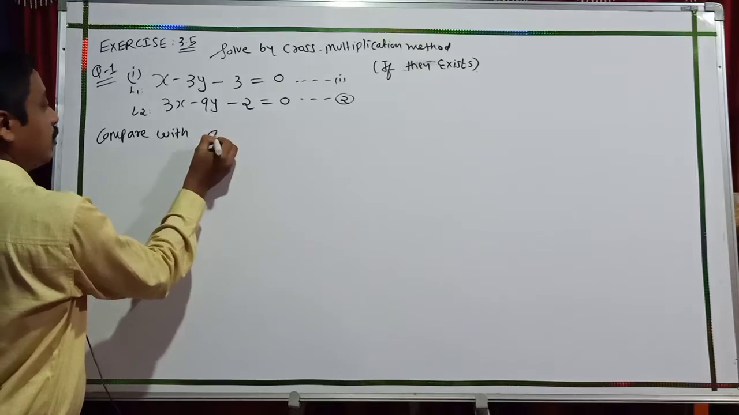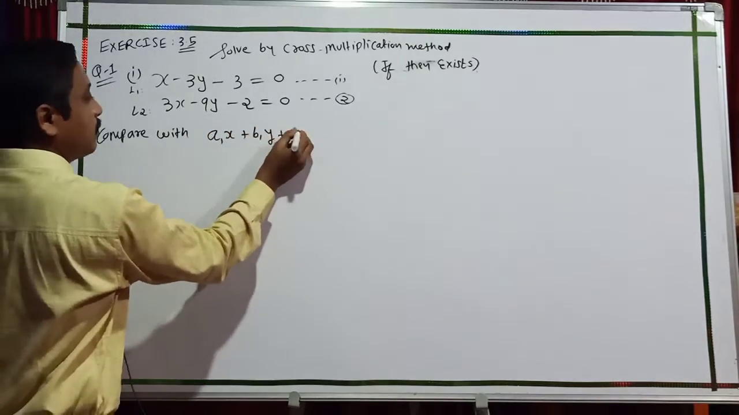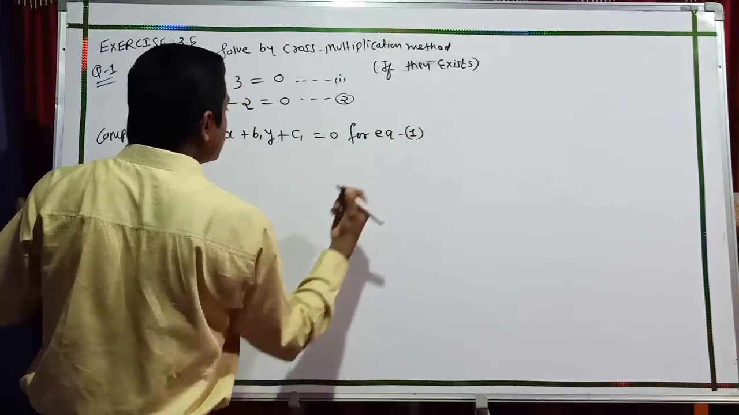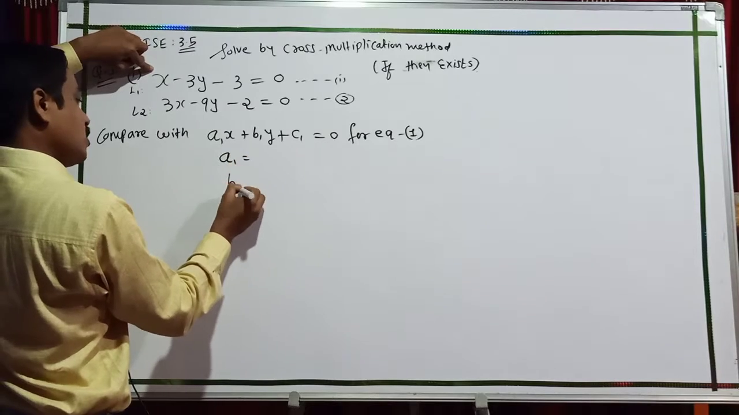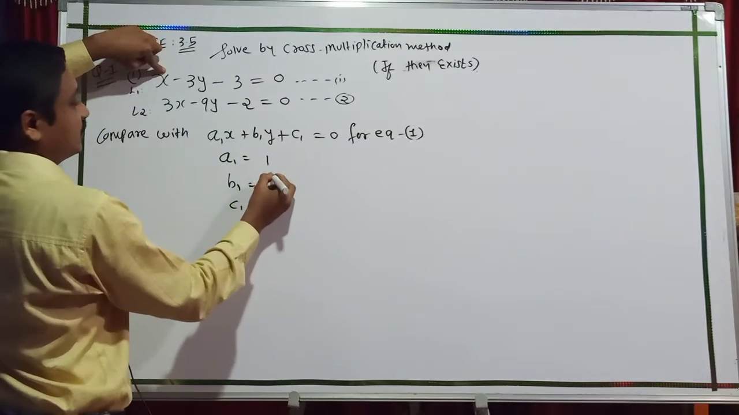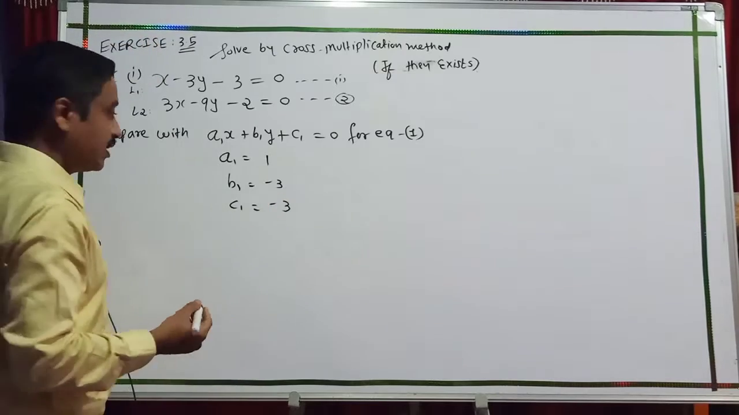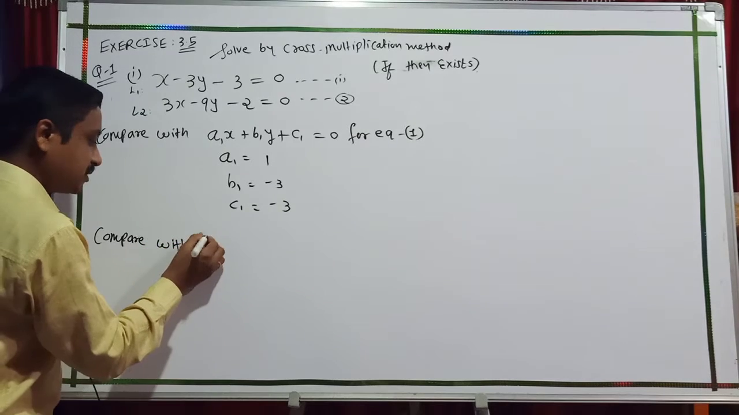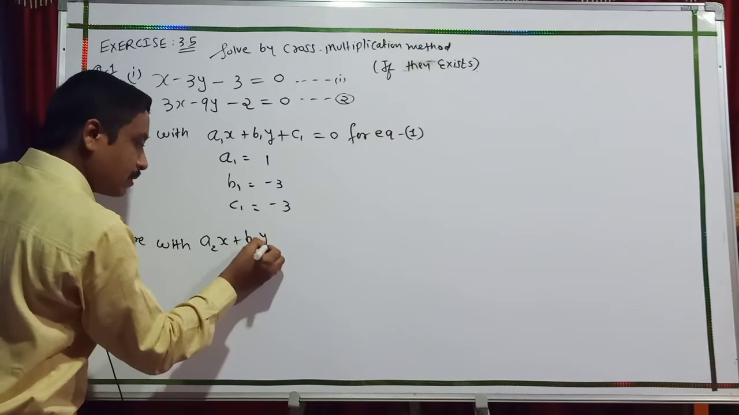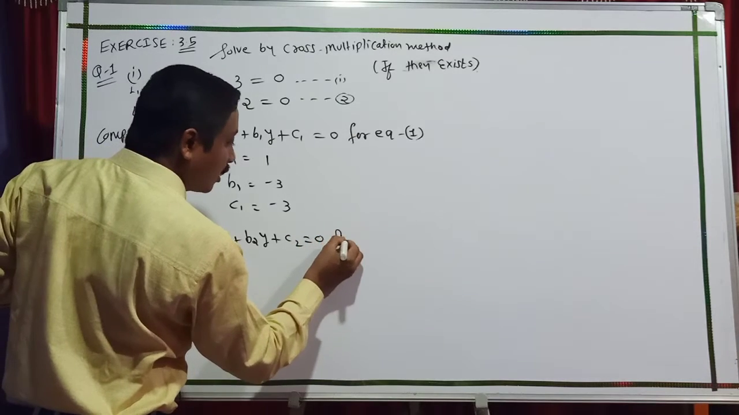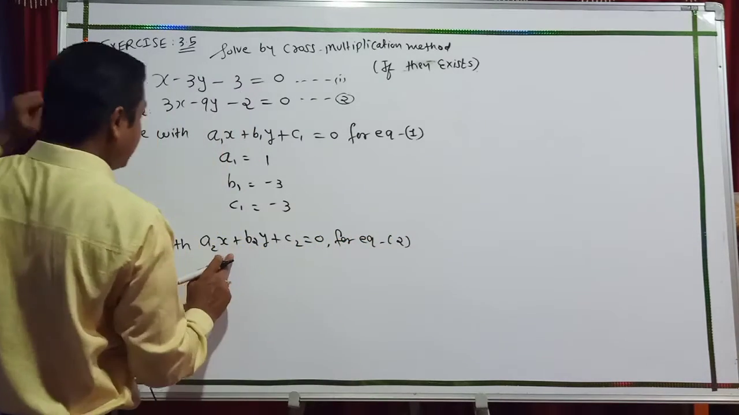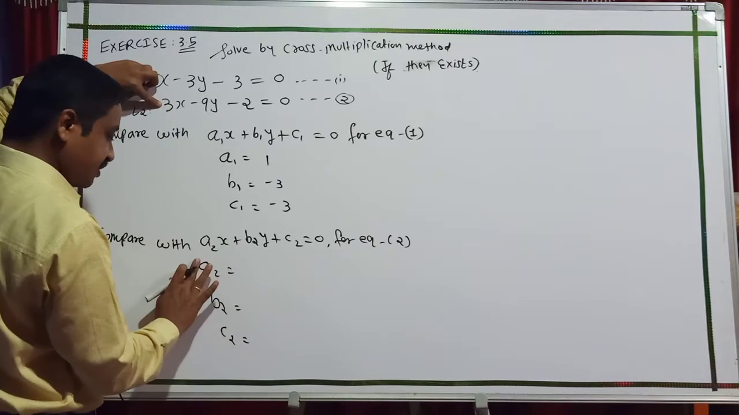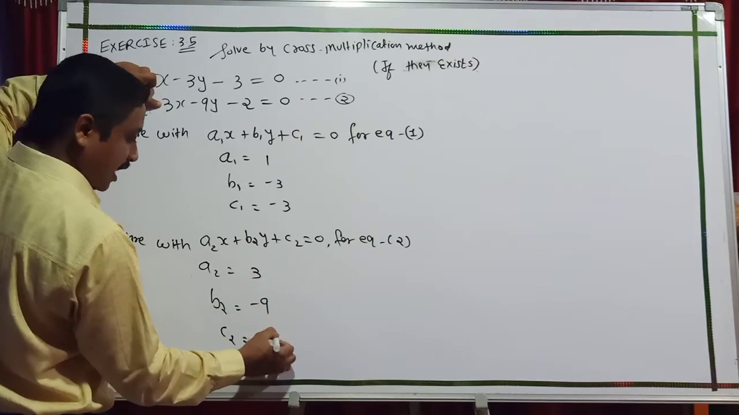with a1x plus b1y plus c1 equal to 0 for equation 1. So what you get, a1, b1, c1, is 1, minus 3, minus 3. And similarly, compare with the second equation, a2x plus b2y plus c2 equal to 0 for equation number 2. So from the second equation you get a2, b2 and c2. What is a2? 3, minus 9 and minus 2.